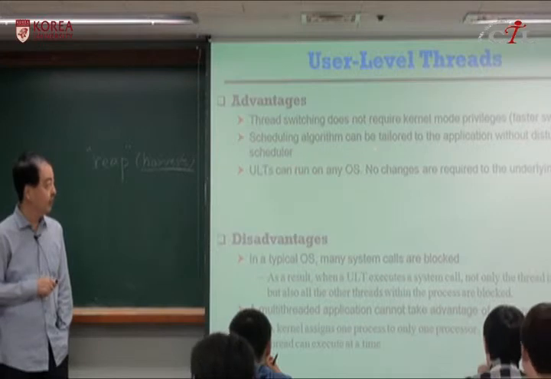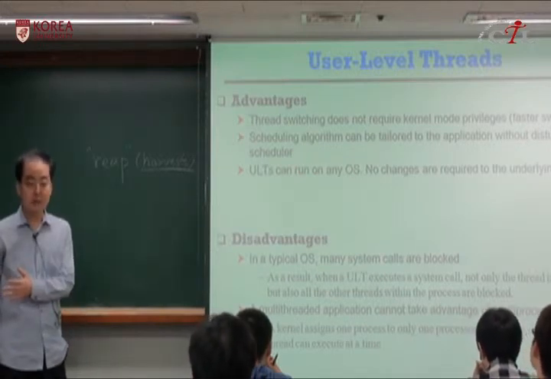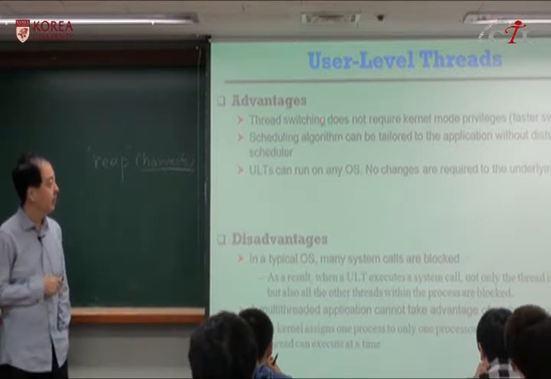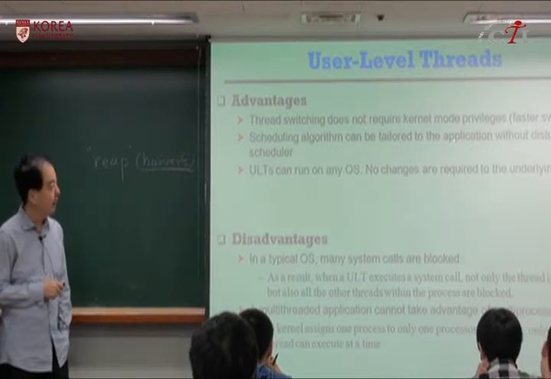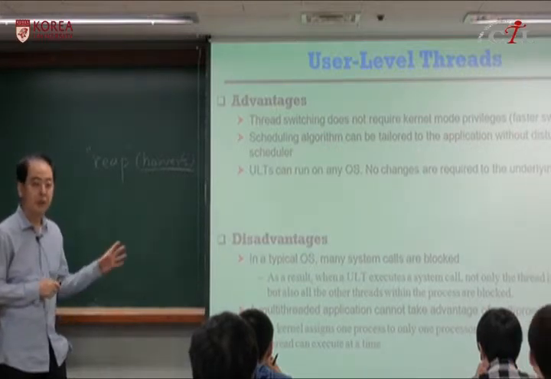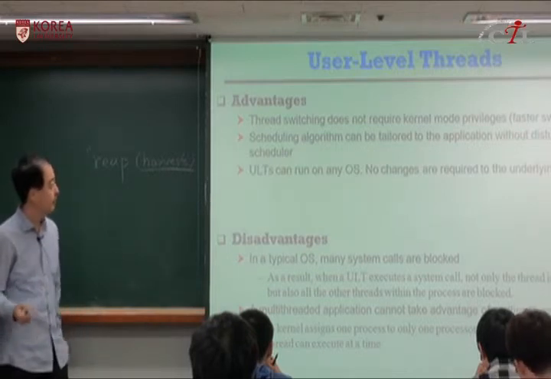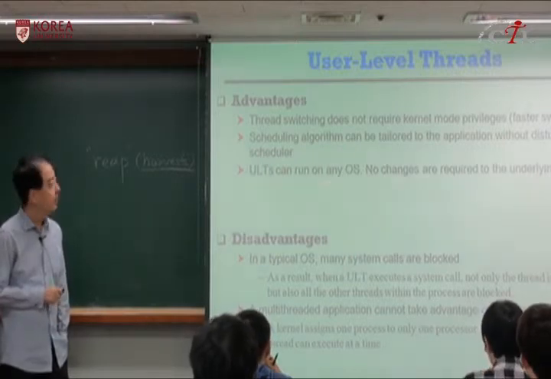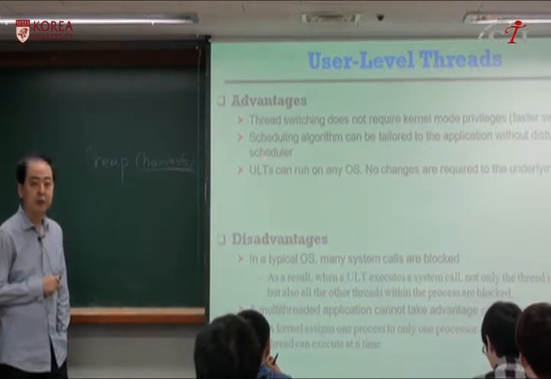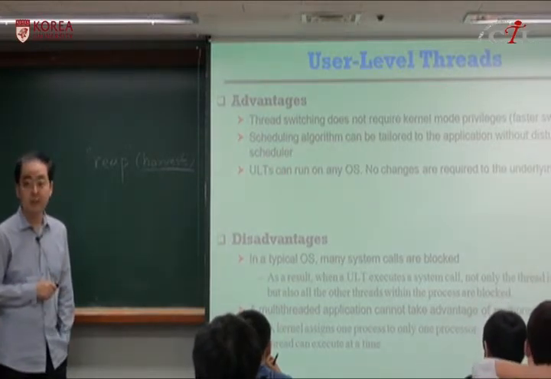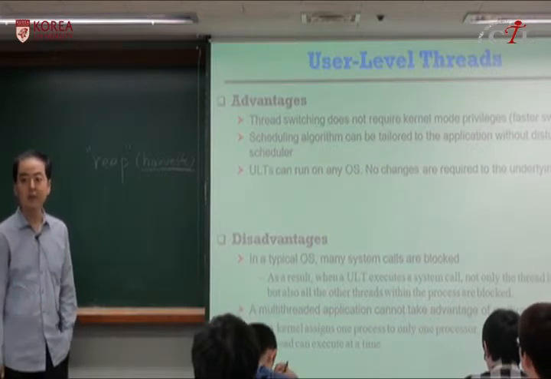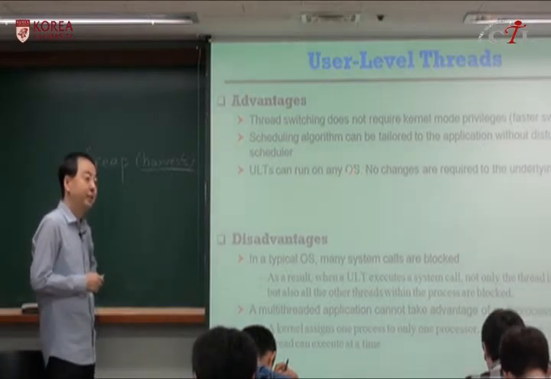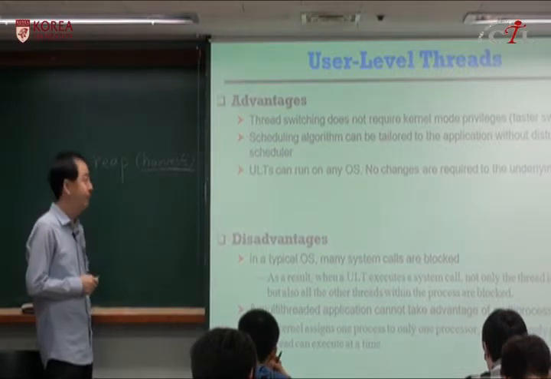So you can tailor your scheduling for your application, your thread library. And operating system schedulers can have their own scheduling for process scheduling. So you don't have to disturb the operating system scheduler, and the scheduling algorithm can be tailored for the application. Okay? So user level has its own scheduling, and the kernel has its own scheduling. And since you don't have to change your underlying kernel, you can run this user level thread library on any operating system, even one that does not support multi-threading. So these are advantages.